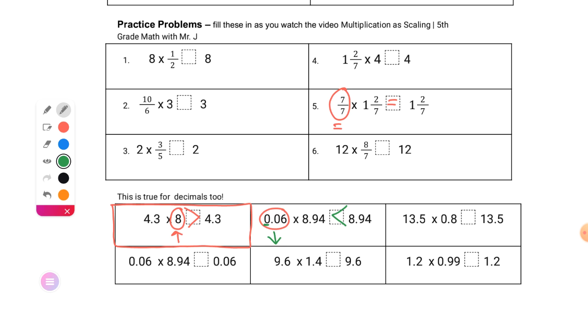Easton, next one. What am I going to circle? 0.8. Okay, what do I have to think about? Greater than, less than, or equal to 1. Which one is it? Less than. It is less than 1. And what does that tell me about the left side? It's less than the right side. Good job. So we put the less than symbol.